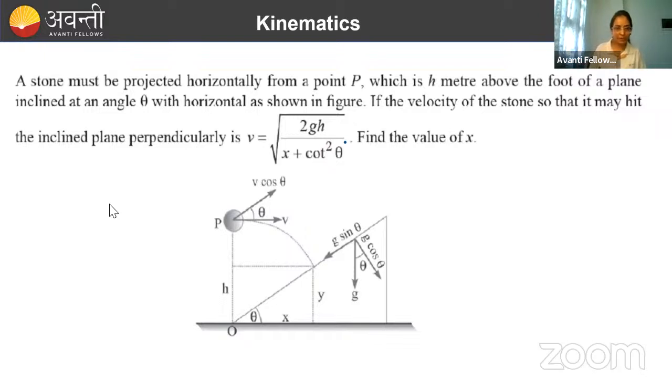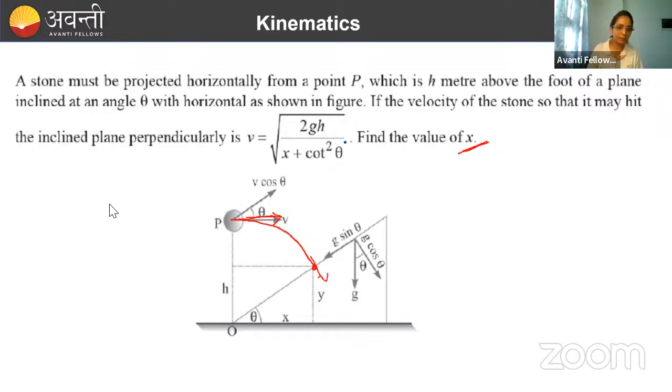of x. Done. So we are throwing a stone from here with velocity v horizontally, and it is given that it is falling on the inclined plane in such a way that at this point it is making 90 degrees. If velocity is making 90 degrees, it means it is hitting the plane perpendicularly. Whatever the velocity here will be, it will be along the line which is perpendicular to the inclined plane. Done. So this is happening, and for that velocity is given as something like this. So we have to calculate the value of x. How will we do that?